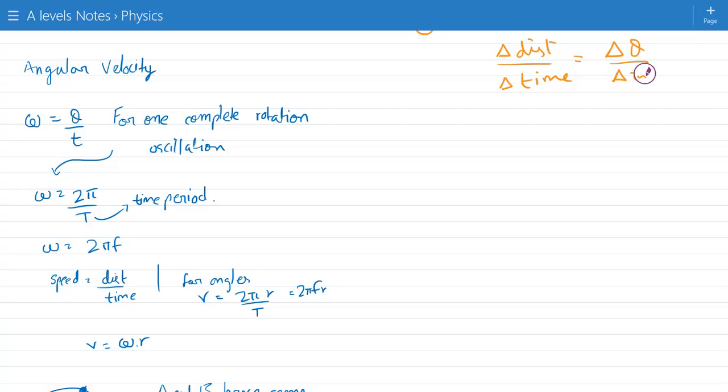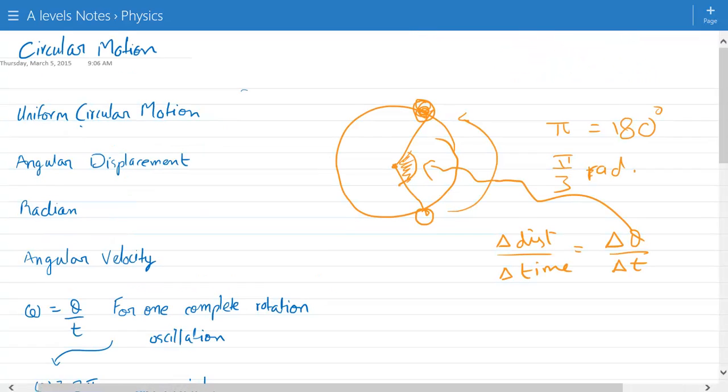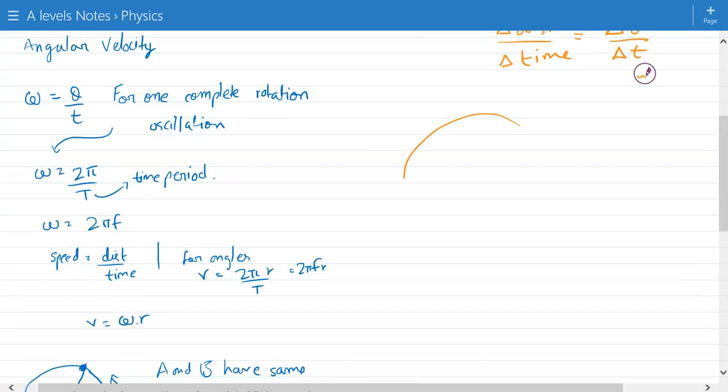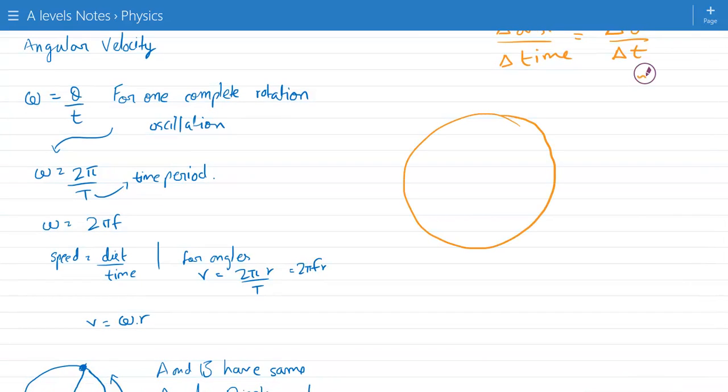Now, what do you think that would be for one complete oscillation, right? So when I say one complete oscillation, I mean an object has started from this point, from the center, and went all the way around the circle and came back, right? A full circle. That's one oscillation.